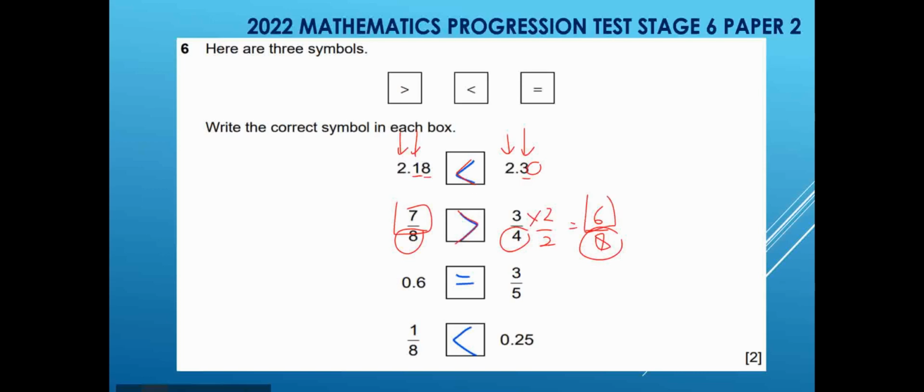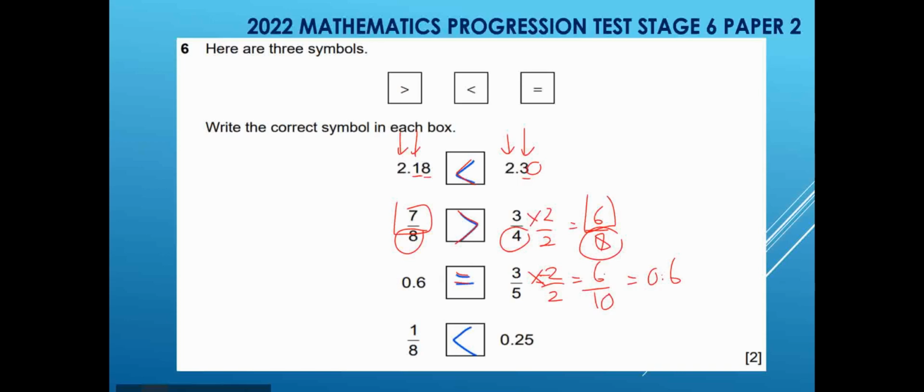Now 0.6 and 3 over 5. To convert to decimal, we times by 2 to get 6 over 10. 6 over 10 is equal to 0.6, so that's why we got this equal sign.